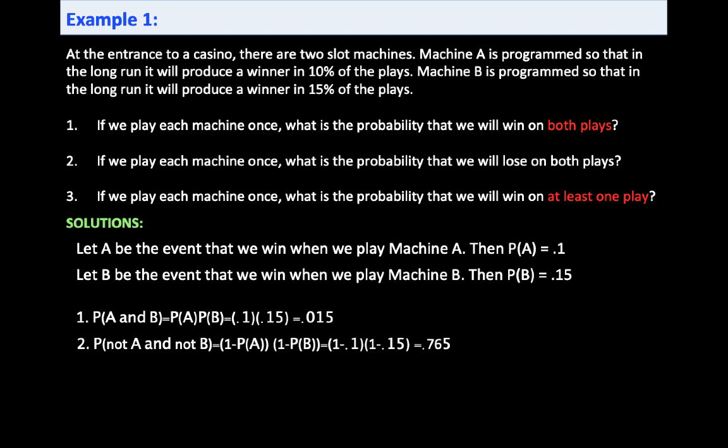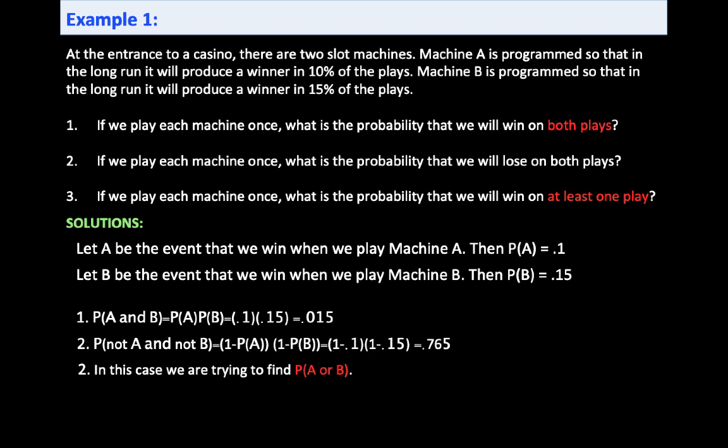If we play each machine once, what is the probability that we will win on at least one play? At least one play. What is the meaning of at least one play? It means maybe one can win or both can win, right? Maybe yes, one or both. Therefore, what does that mean? In this case, we are trying to find probability A or B.